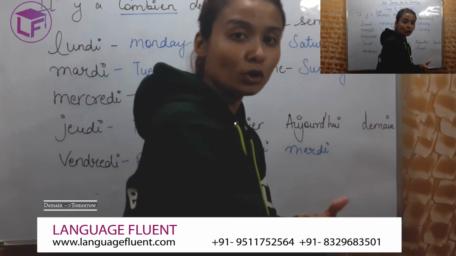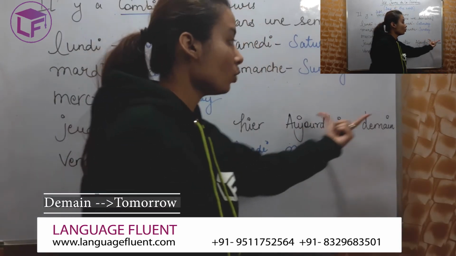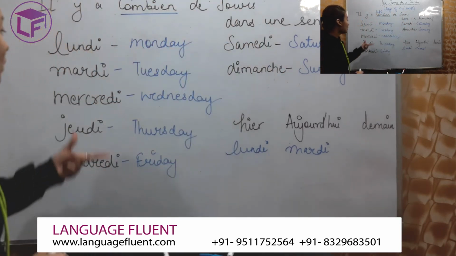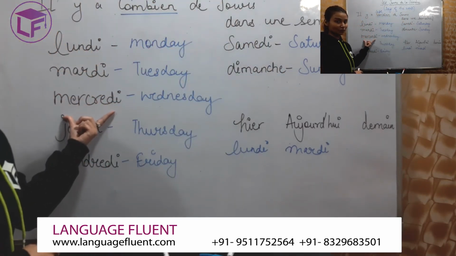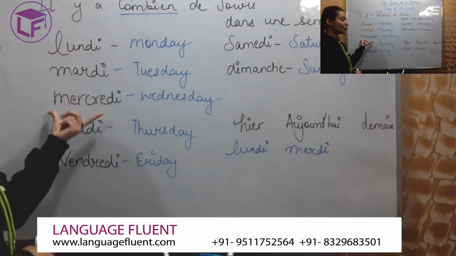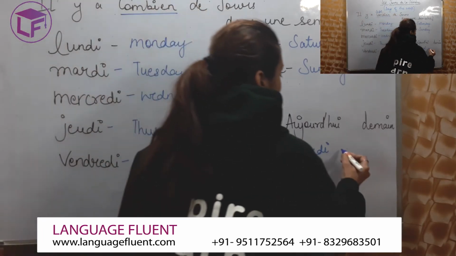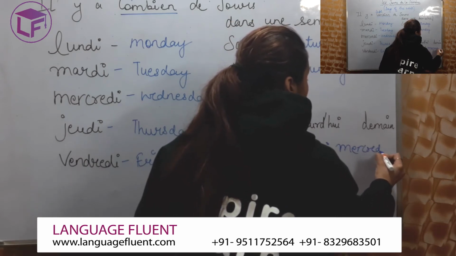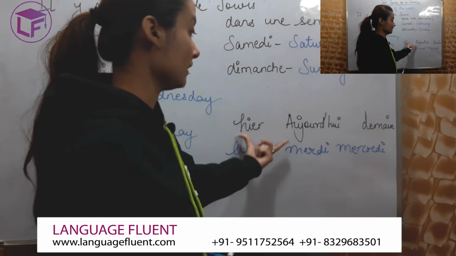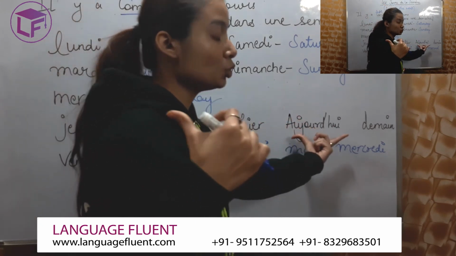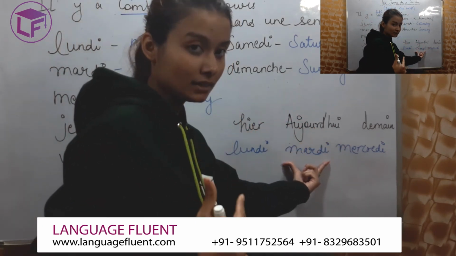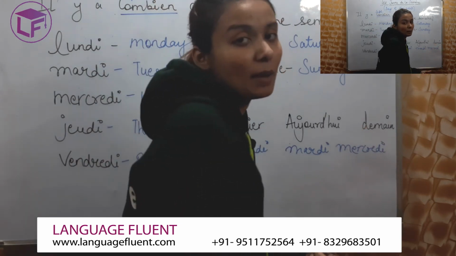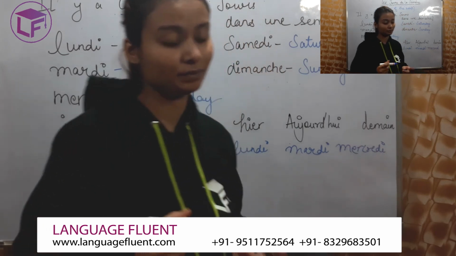Demain is tomorrow, that is the coming day. After aujourd'hui we have demain, that is tomorrow. Tomorrow is mercredi, of course. Monday, Tuesday, Wednesday. Mercredi. Hier, yesterday it was lundi. Aujourd'hui, that is today, mardi. Demain, that is tomorrow. Coming day is mercredi.